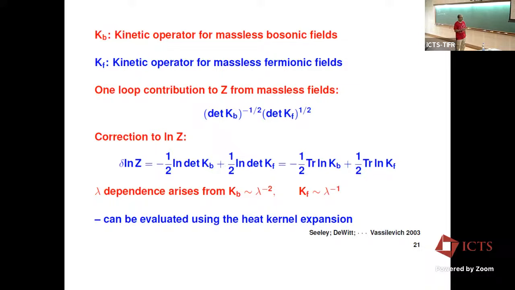Now the lambda dependence comes in this formula because the bosonic kinetic term goes as lambda to the minus 2, right? A Laplacian has to be contracted with G with upper mu nu, and that scales as lambda to the minus 2. And the fermionic kinetic term scales as lambda inverse. So roughly we can think of the lambda dependence of these as just counting the total number of bosonic modes and total number of fermionic modes.